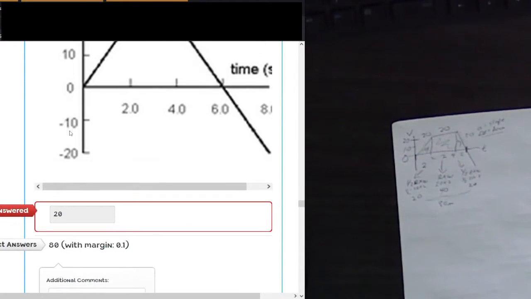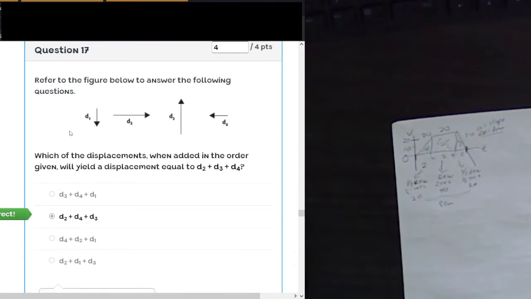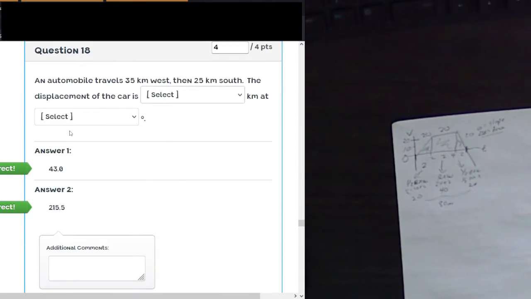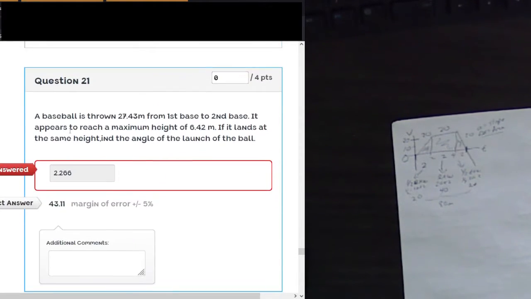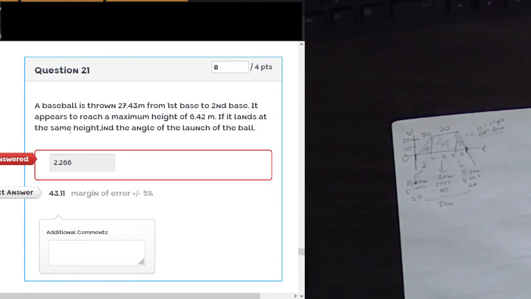All right. Got 17, good. 18, good. 19, good. 20, good. So 21. Baseball is thrown from here to there, reaches maximum height. Find, it does say find, the angle of launch of the ball.